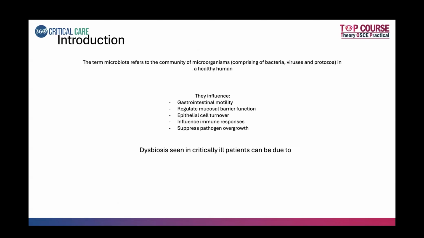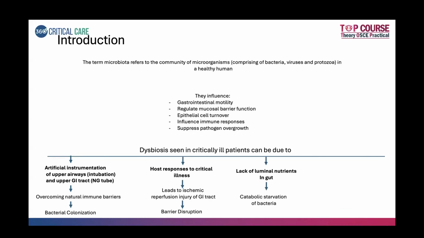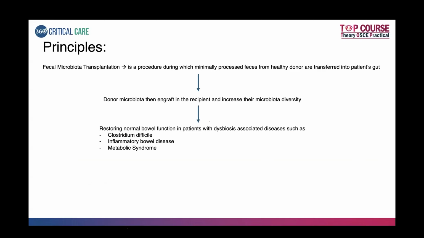Dysbiosis can be seen due to artificial instrumentation of the upper airways and upper GI tract, host response to critical illness, which can lead to ischemic reperfusion injury of the GI tract, lack of luminal nutrients in the gut, which can cause catabolic starvation of bacteria, and medications like opioids, which decrease intestinal motility, and pH changes, which can alter the pH in the stomach and alter the microbiota environment.